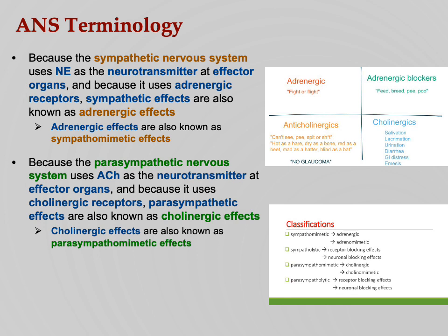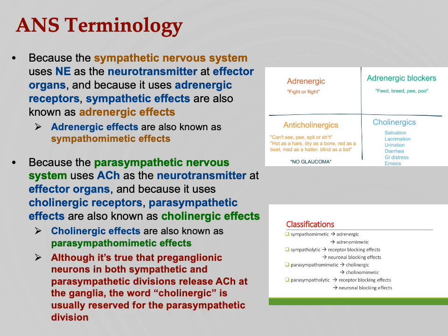That's a lot of syllables for one word, isn't it? Although it's true that preganglionic neurons in both sympathetic and parasympathetic release acetylcholine, the word cholinergic is really reserved for the parasympathetic. You never talk about the weird sympathetic exceptions. You talk about parasympathetic effects as being cholinergic effects, or really vice versa. When you hear somebody talking about cholinergic effects, they mean the parasympathetic nervous system. And you can see there, the illustrations are just from nursing textbooks. So adrenergic: fight or flight.